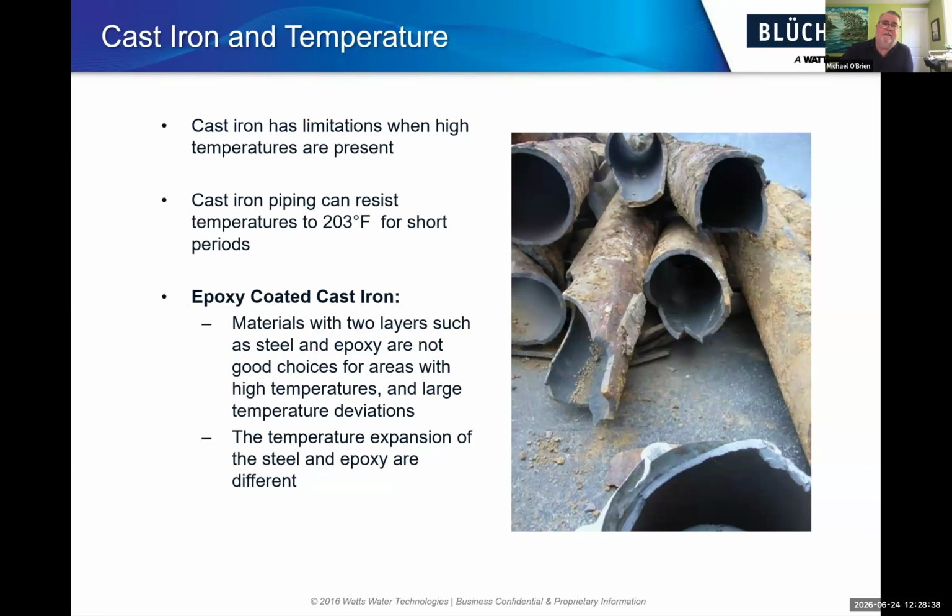Cast iron has some limitations when high temperatures are present. They can resist up to 203 Fahrenheit, so just shy of 100 Celsius, for short periods. But that doesn't really apply so much to the epoxy coated. It does give a nice smooth surface on the inside, but the epoxy and the cast iron have different thermal expansion rates, so they expand and contract at different rates, and you'll start to see it coming off the surface of the cast iron.